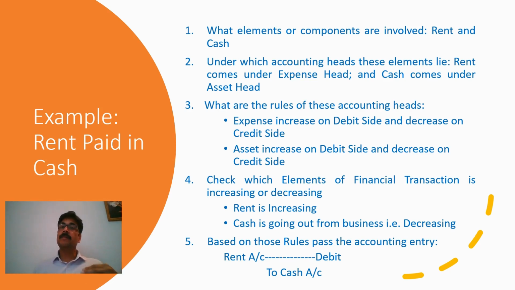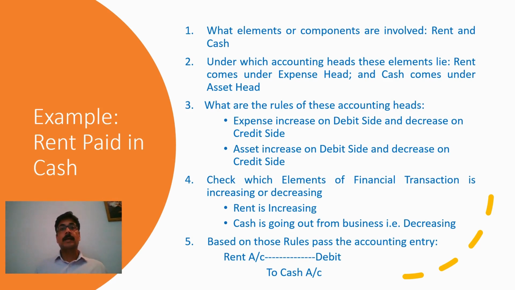Now we have analyzed and categorized our elements into accounting heads. So what did we do? We first checked what the elements are, that is rent and cash. Then we categorized under which head they come. Rent comes under the expense head, cash comes under the asset head. Now we need to see whether they are increasing or decreasing.